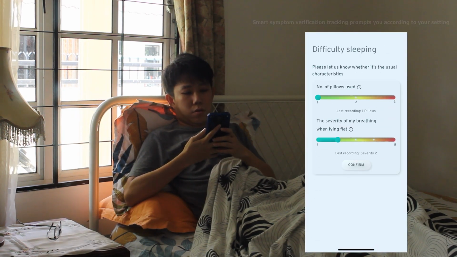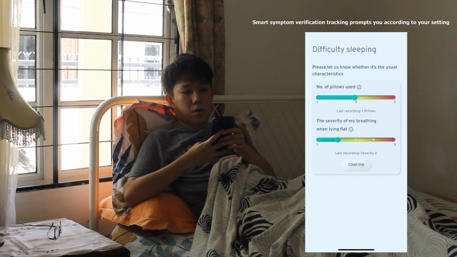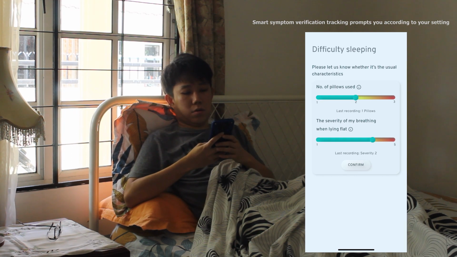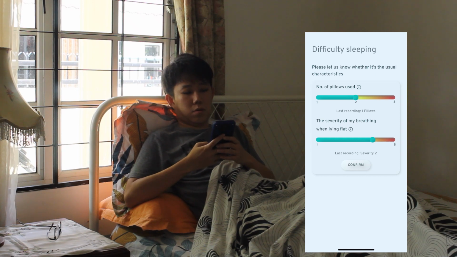The patient will get a prompt in the morning to verify if he is experiencing any difficulty sleeping symptoms. The time for prompting follows what the patient has set during baseline symptom setup.